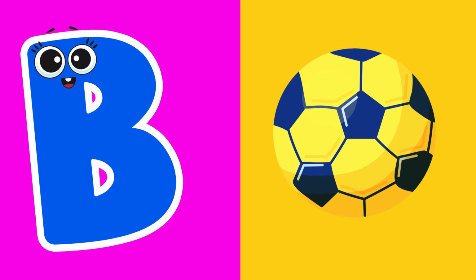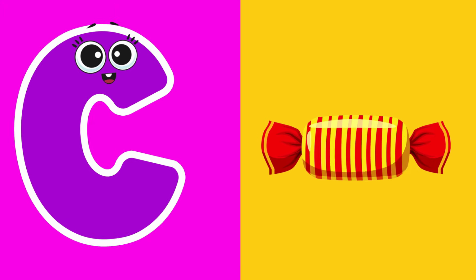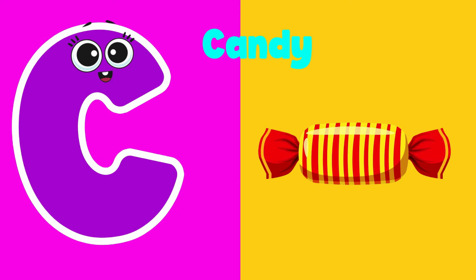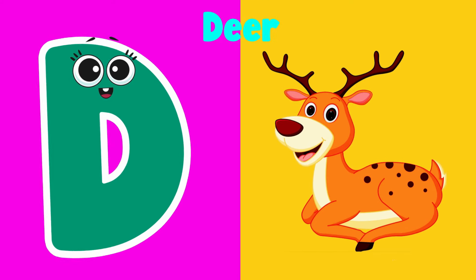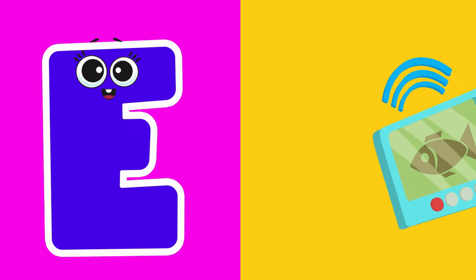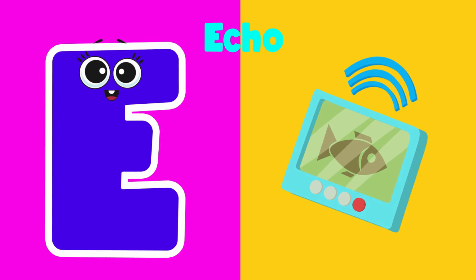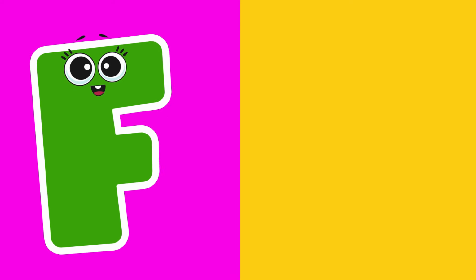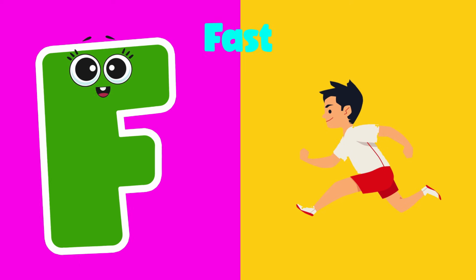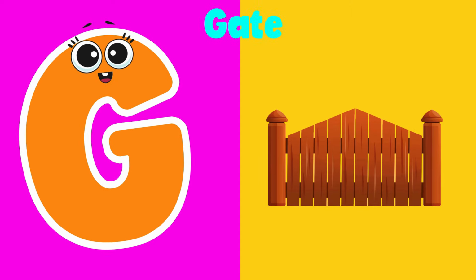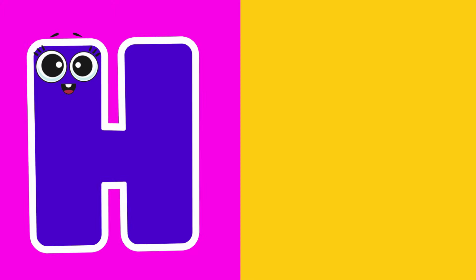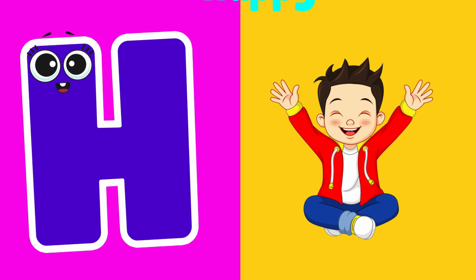Acorn. B, ball. Ball. C, candy. Candy. D, deer. Deer. E, echo. Echo. F, fast. Fast. G, gate. Gate. H, happy. Happy.